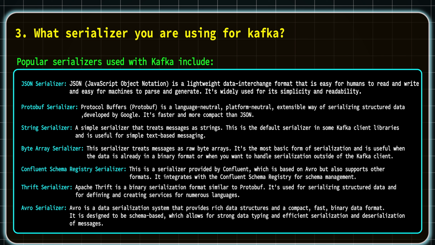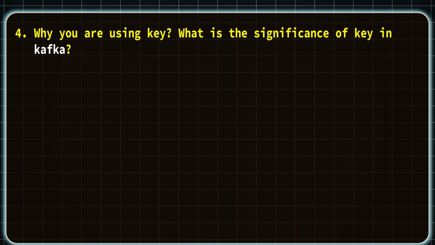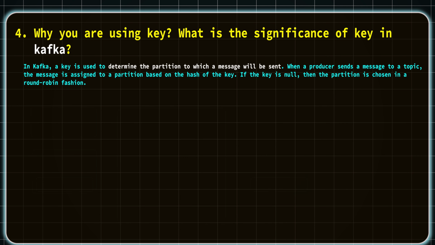For a better understanding of each of them, I recommend you do a little research on them so you will be good with the serializers. Coming to the next question, the fourth one: why are you using a key? What is the significance of the key in Kafka?